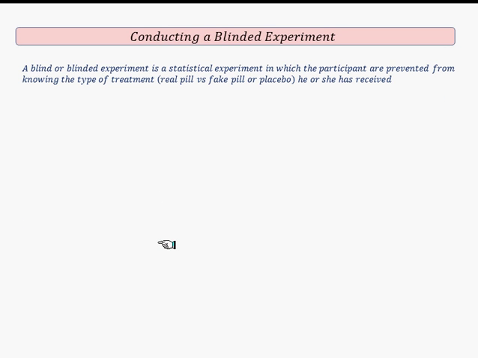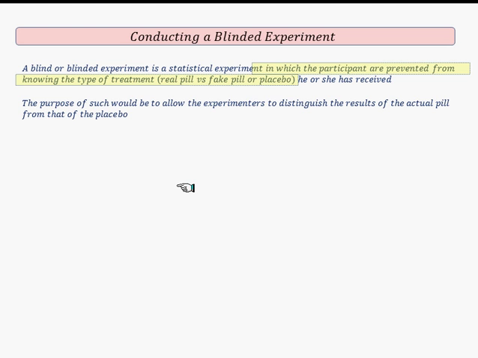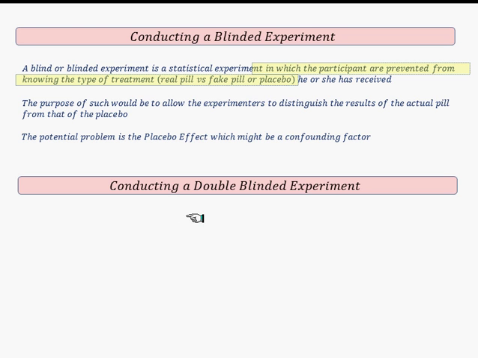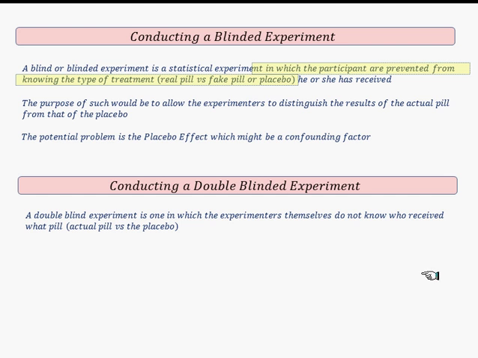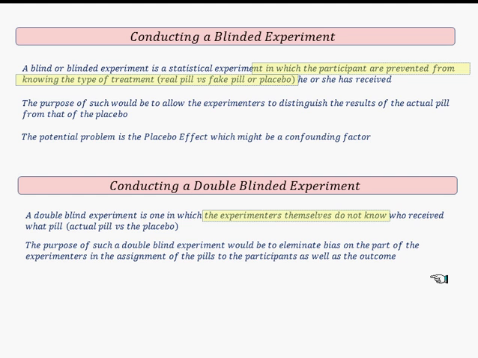A blinded experiment is one where the participants are prevented from knowing the type of treatment. They don't know if they're getting the actual pill or the fake pill. And the purpose is to eliminate bias. Now, a double-blinded experiment is one where the experimenters themselves do not know which pill the people have received, and this is, of course, to prevent bias on the part of the experimenters during the experiment.